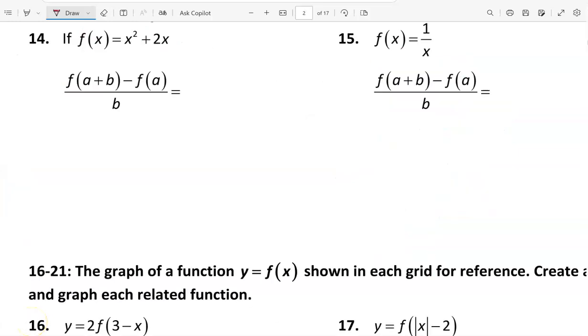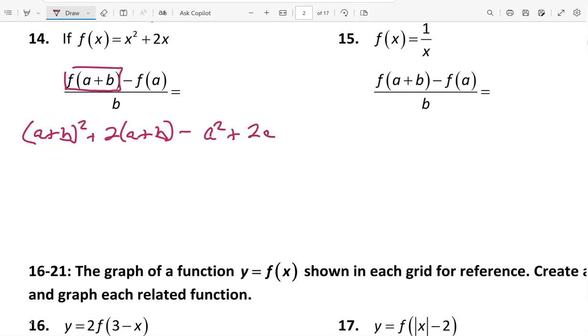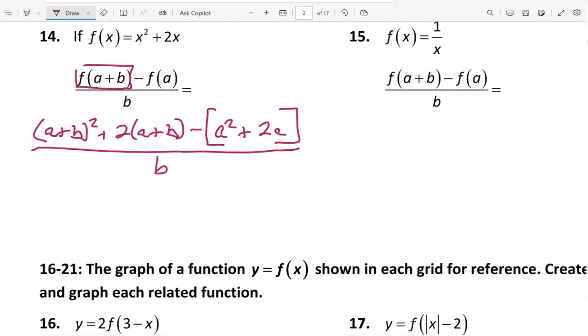In 14, f of a plus b minus f of a over b can be simplified, but let's just do one part at a time. F of a plus b is a plus b squared plus 2 times a plus b, and f of a is a squared plus 2a. Now we've got to subtract, but when something follows a subtraction, if it has multiple terms, we have to use parentheses or brackets there. And so now if we simplify from here, this is equal to a squared plus 2ab plus b squared. That's the square of a plus b.